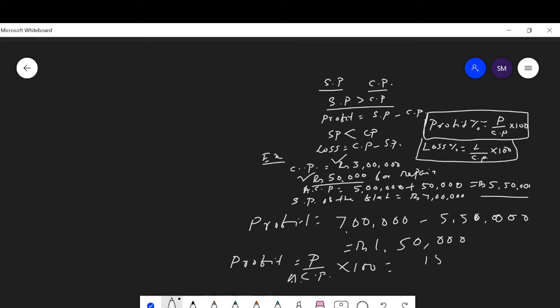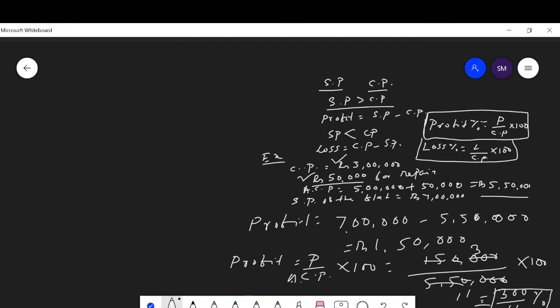Here 1,50,000 upon 5,50,000 into 100. Then here these cancel. 5 3s are 15, 11s. Then the percentage is 300 upon 11 percent. Then the builder at last gets the profit percentage of 300 upon 11%. Okay.